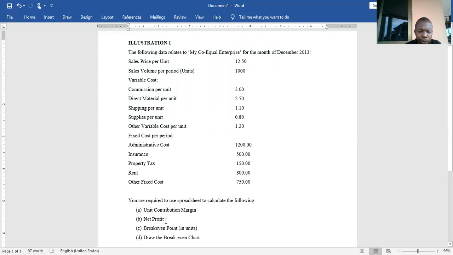The requirement is to determine the unit contribution margin, net profit, break-even point in units, and then to draw the break-even chart. So you're going to see how we can do all this in Excel.